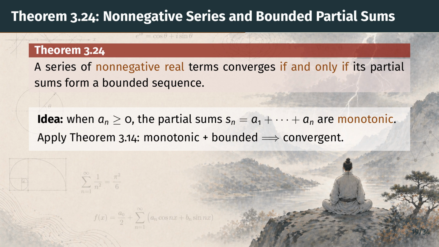When every term a sub n is non-negative, adding the next term can only push the partial sum up or leave it where it is. So the partial sums form a monotonically non-decreasing sequence. A monotonic sequence converges if and only if it is bounded, by Theorem 3.14. Putting these together, convergence of the series is exactly boundedness of the partial sums.